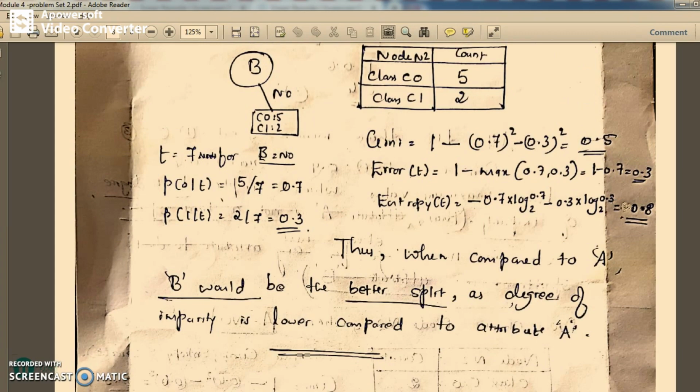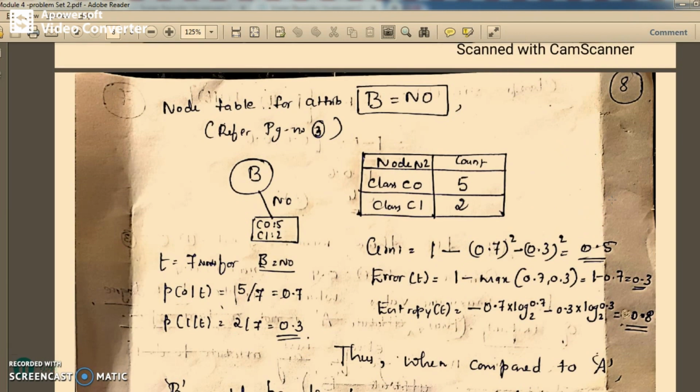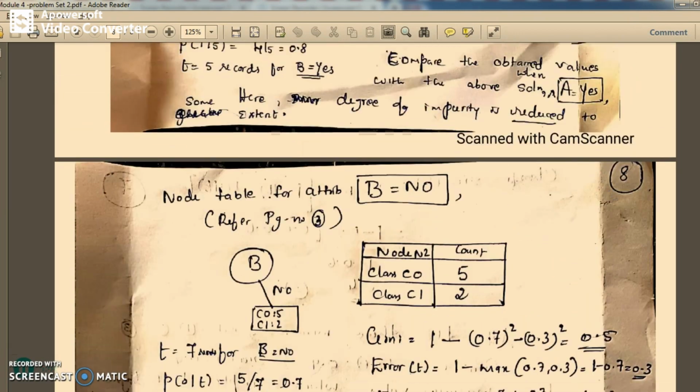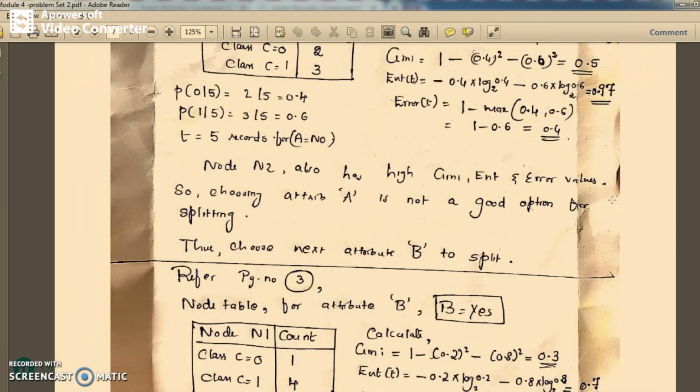previously calculated node A. So when you compare attribute A with attribute B, B would be the better choice, and we can say that this would be the best split. With this, the error calculation is done.